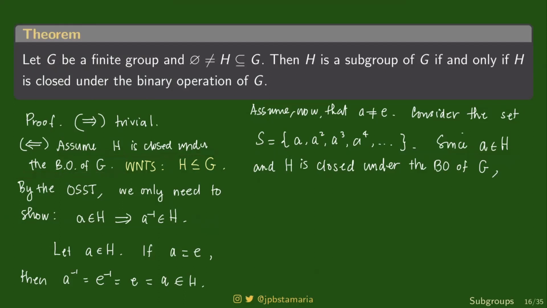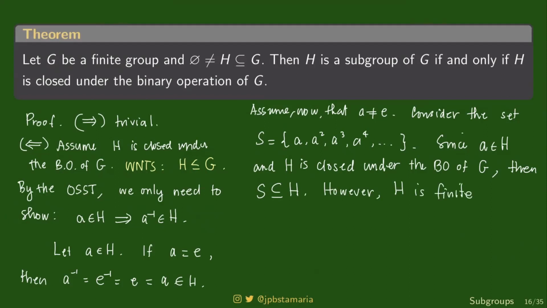Tama? Sino pa? Si A cube nandoon din sa H kasi ang A cube ay tatlong A times A times A lang. Ang A to the fourth, apat na A times A times A times A. So, dahil close si H under the operation, nandun pa rin yan sa H. Kaya mag-follow, lahat ng mga positive powers na yan ay nasa H. In short, si S ay subset ng H. Tama? Okay. However, H is finite.